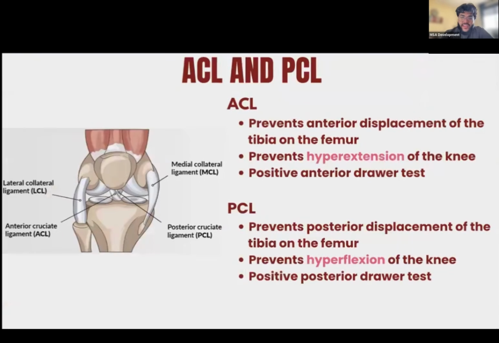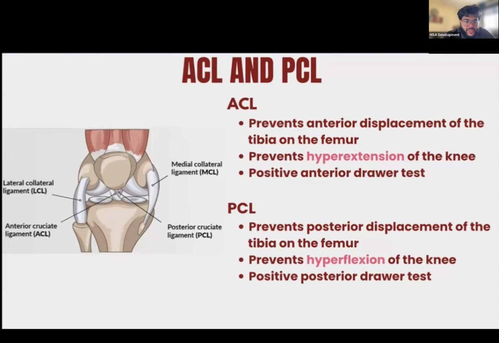Let's start off with the ACL and PCL. We have all probably heard of the ACL and PCL. So basically, what are these? The ACL and PCL are cruciate ligaments that are found inside the capsule of the joint itself, so they're intracapsular ligaments. Cruciate means that they're cross-shaped, because they both cross each other when they form, anterior one way and posterior the other way.